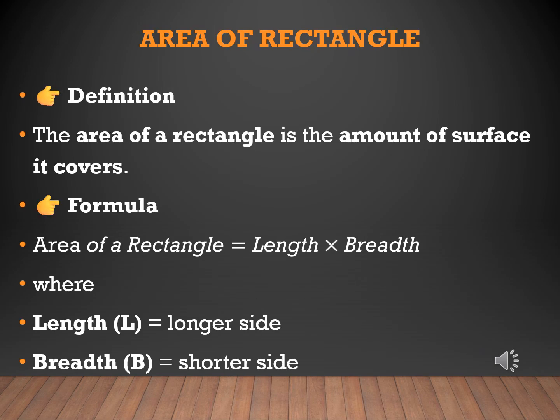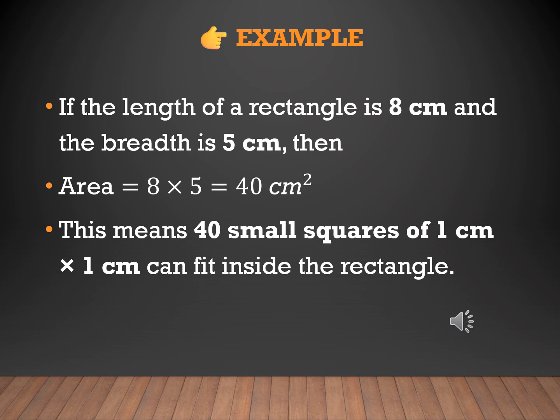Area of a rectangle. The area of a rectangle is the amount of surface it covers. So the formula for the area of a rectangle is length × breadth, where length is the longer side of the rectangle and breadth is the shorter side. Here is an example of calculating the area of a rectangle. If the length of the rectangle is 8 cm and the breadth is 5 cm, then the area of this rectangle is L × B, that is 8 × 5, 40 cm². So this means 40 small squares of 1 cm by 1 cm can fit inside the rectangle.